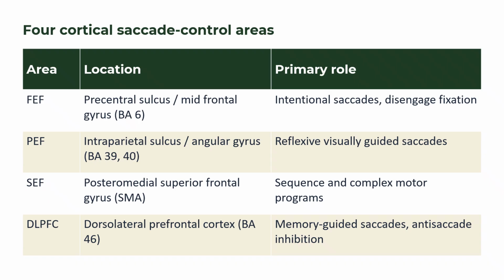Four cortical saccade control areas: the area, location, and the primary role. Frontal eye field, precentral sulcus or middle frontal gyrus, Brodmann area 6. The primary role is intentional saccades and disengaging fixation. Parietal eye fields, intraparietal sulcus and angular gyrus, Brodmann areas 39 and 40. Primary role is reflexive visually guided saccades.